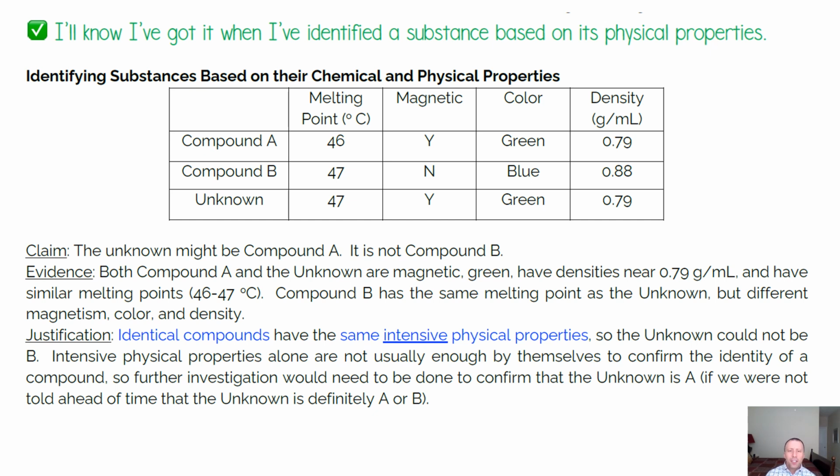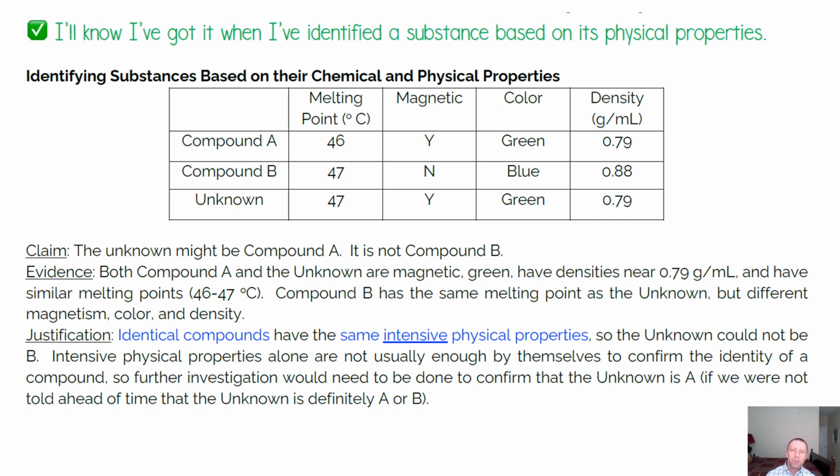Here is some data on an unknown substance, and then you look up in a reference manual and find that compound A has those melting points and compound B has those melting points. Again, you look up magnetism and color and density, and you have your unknown, and you're like, oh, okay, here are my numbers. I am going to claim that the compound might be A, but I know it's not B. So how would you do your evidence and your justification or reasoning for this? Both compound A and the unknown are magnetic, green, and have densities near 0.79 grams per milliliter, and similar melting points. Compound B has the same melting point, but different magnetism, color, and density.